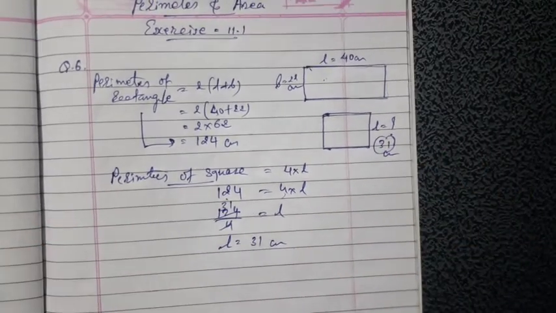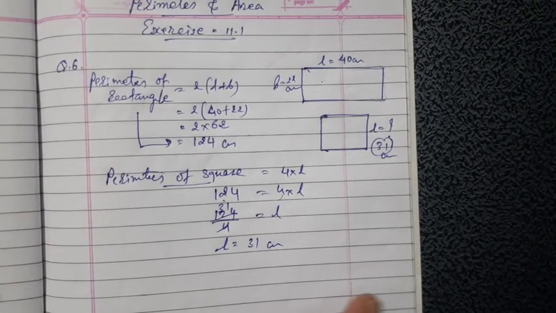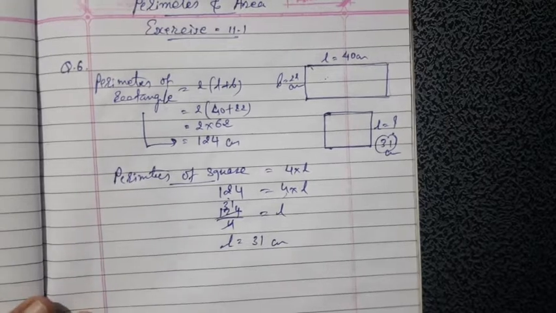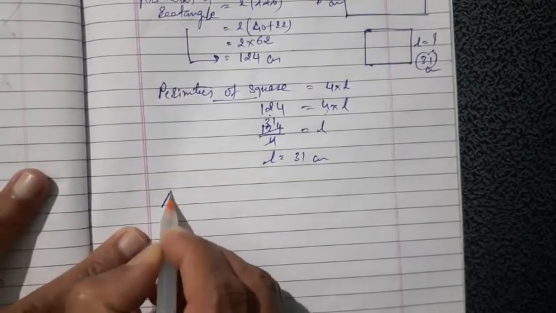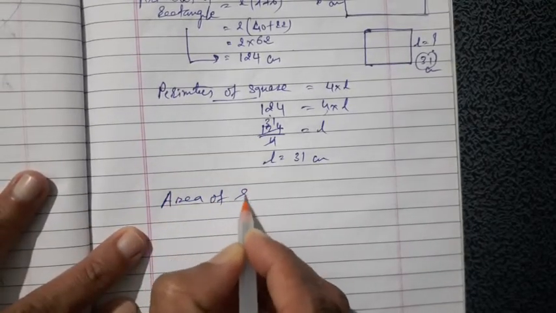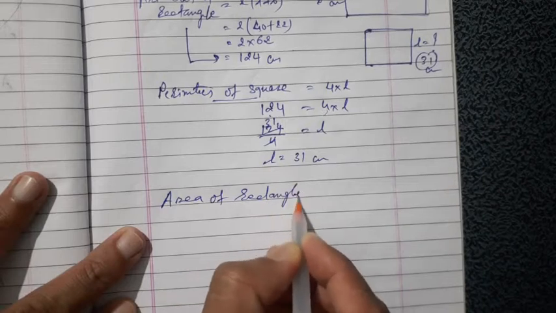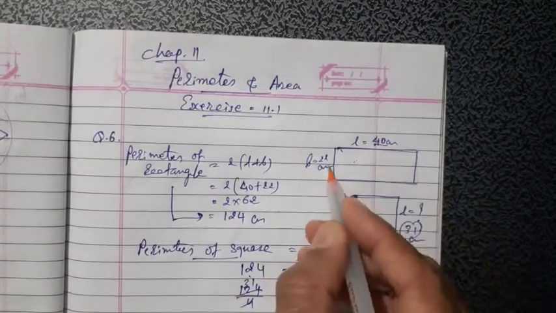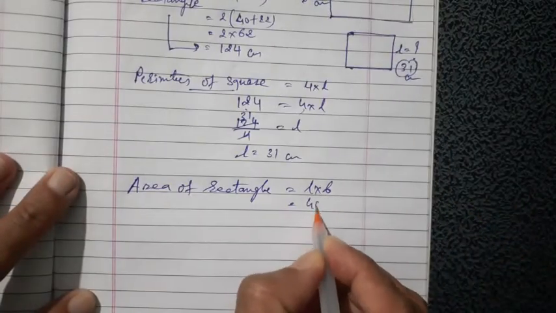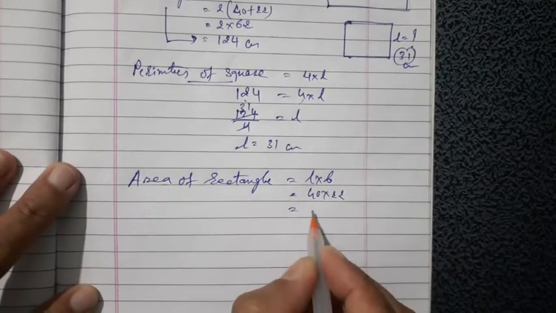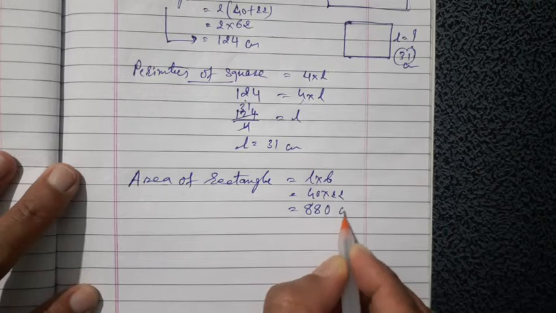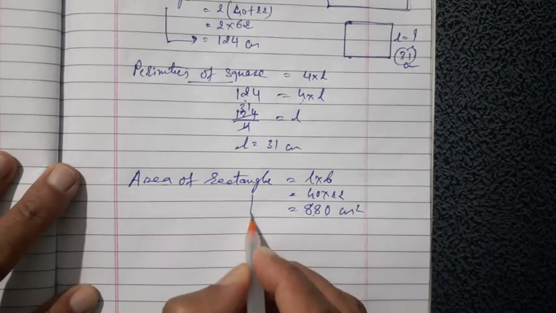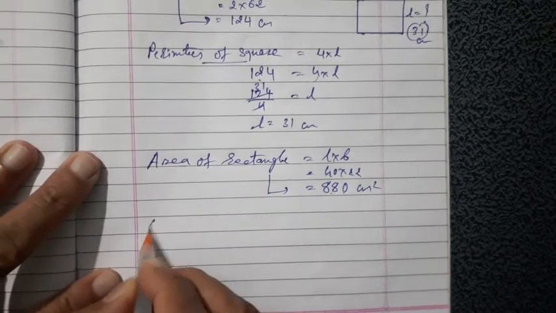Also the question is, find which shape encloses more area, means whose area is more than the other. So we find out the area of both. First, area of rectangle equal to L into B, and the measurements are 40 and 22, so 40 into 22 equal to 880 centimeter square.